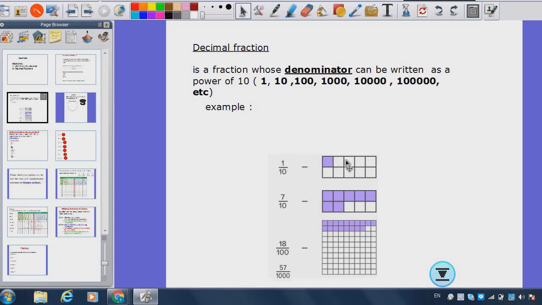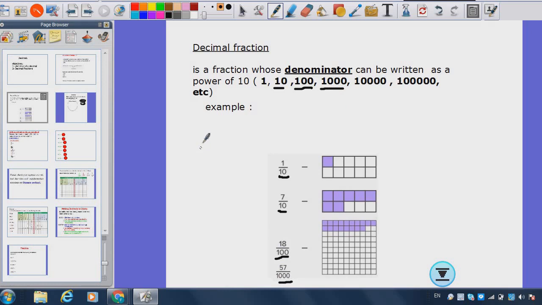So to know if a fraction is decimal or not, just look at the denominator. If it is a power of 10, then it is a decimal fraction. Let's look at this example. 1 over 10 and 7 over 10, the denominator is 10, which is a power of 10, then these fractions are decimal fractions. 18 over 100, the denominator is 100, which is a power of 10, then this fraction is a decimal fraction. 57 over 1000, the denominator is 1000, which is a power of 10, then this fraction is a decimal fraction.